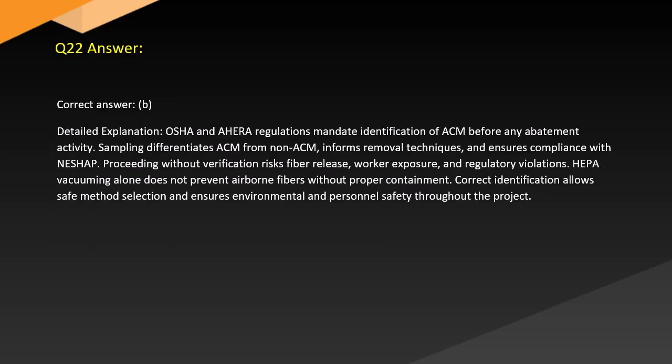Answer. Correct answer: B. Detailed explanation. OSHA and AHERA regulations mandate identification of ACM before any abatement activity. Sampling differentiates ACM from non-ACM, informs removal techniques, and ensures compliance with NESHAP. Proceeding without verification risks fiber release, worker exposure, and regulatory violations. HEPA vacuuming alone does not prevent airborne fibers without proper containment. Correct identification allows safe method selection and ensures environmental and personnel safety throughout the project.